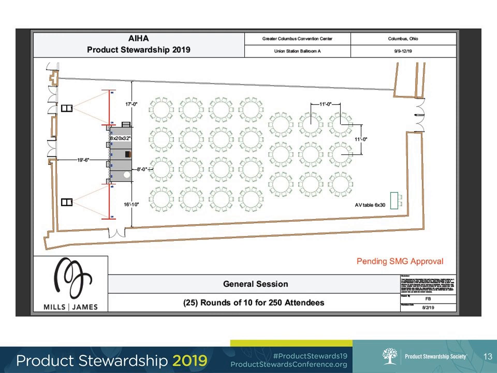This diagram is Union Station A, so this is the general session room, and this room is larger. You can see there's many more tables in here. There is a stage. I see a podium on this diagram. We probably won't have a podium there. We've asked that there be no podiums because we want more interactivity. We don't want folks standing static at a podium in the corner, not moving and not engaging with the audience.